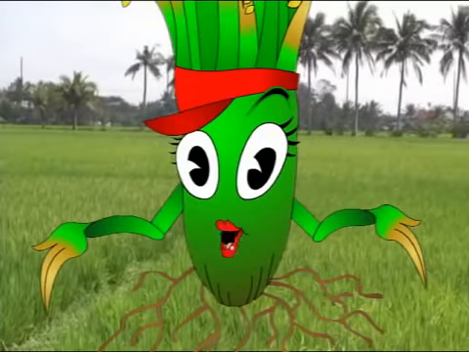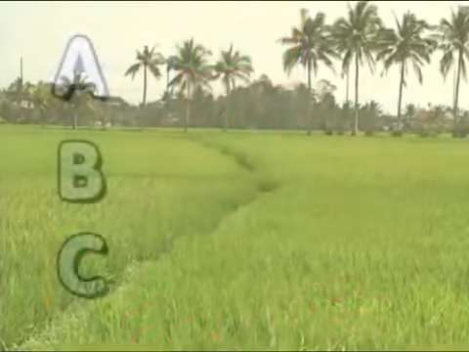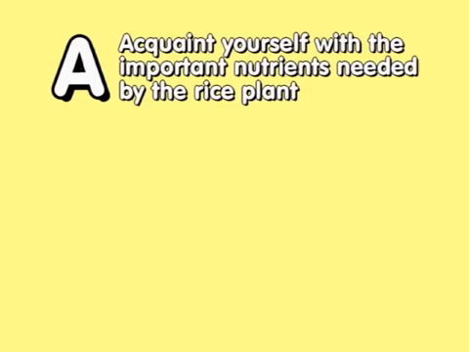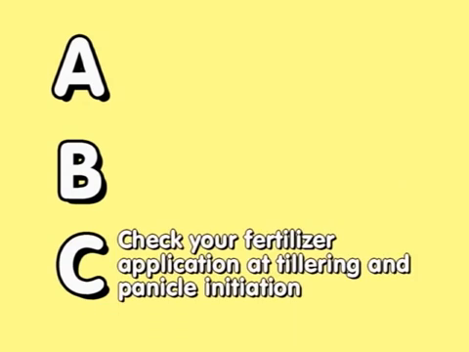See, I told you, proper nutrition for healthy rice plants is simple as ABC. Just always remember: A. Acquaint yourself with the important nutrients needed by the rice plant. B. Become familiar with the critical growth stages of the rice plant. C. Check your fertilizer application at tillering and panicle initiation.